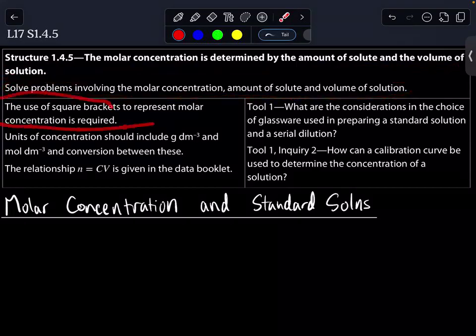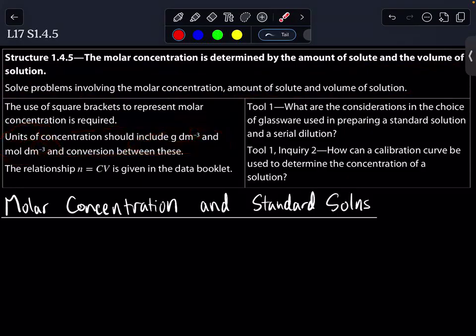We will be using square brackets to represent molar concentration. You should be able to include units of grams, decimeters to the negative third, and moles, decimeters to the negative third, and convert between the two. It's a lot easier than it looks.